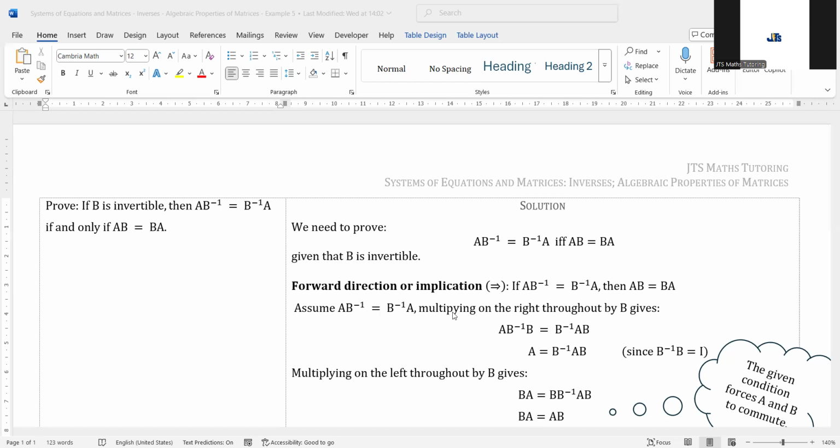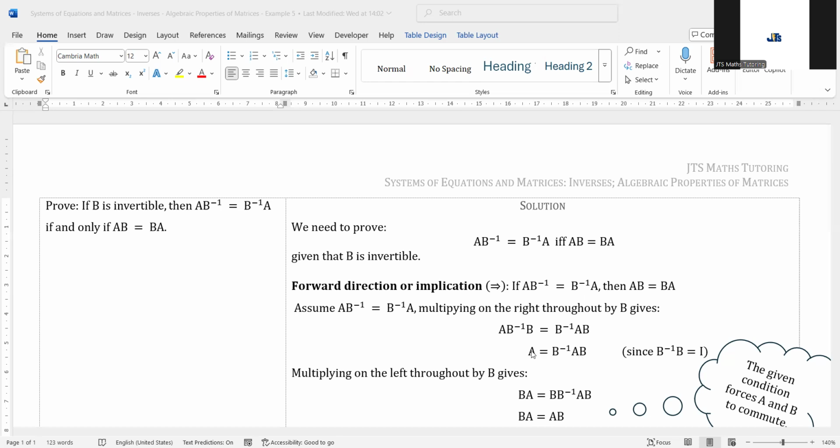What we are going to do is multiply on the right throughout by B, and this is going to give us this, right? We know that when you multiply a matrix with its inverse, it gives you an identity matrix. And when you multiply an identity matrix with a given matrix, you get that very same matrix. This is exactly what has happened here. And boom, you've got your A here. All right, cool. Awesome stuff.